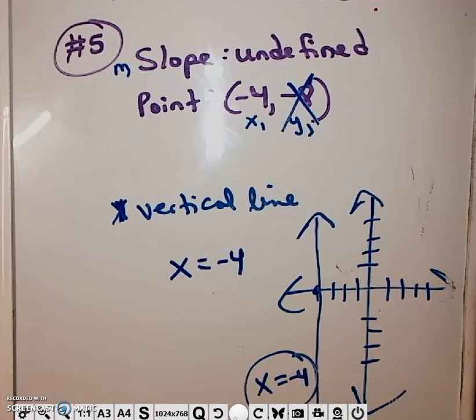What I need you to do now is take out your notebook. At the top of your notebook, you're going to write 6, 7, and then you're going to write point slope form part 2.